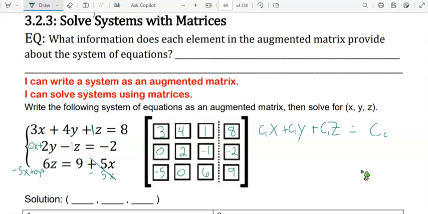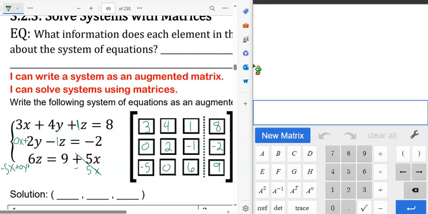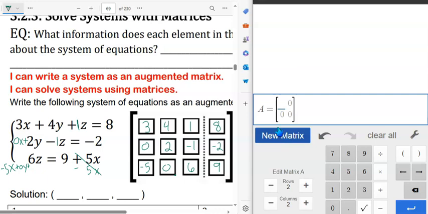From here, we will put this into a matrix calculator. Go to desmos.com/matrix. So we go to the site, and let's go ahead and click on New Matrix. This matrix A will represent the augmented matrix we just wrote on our paper.